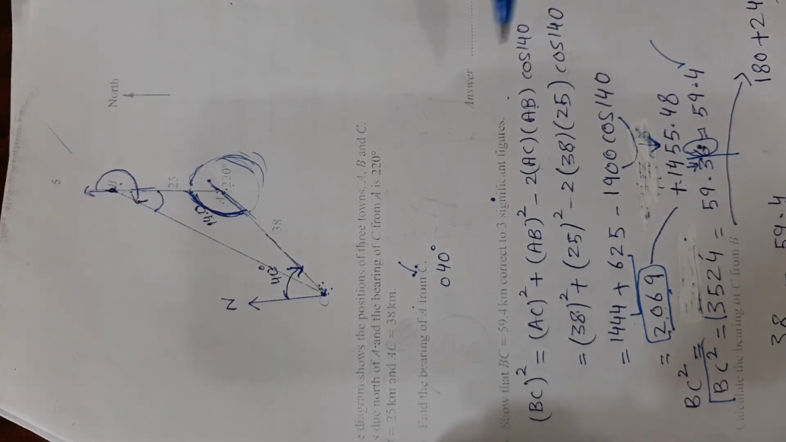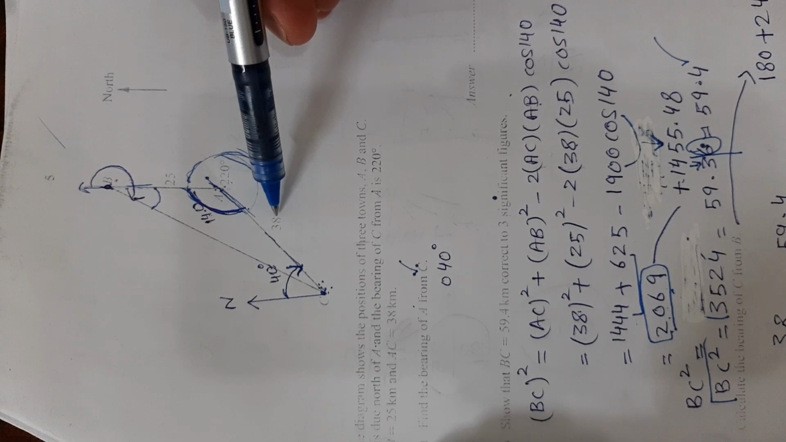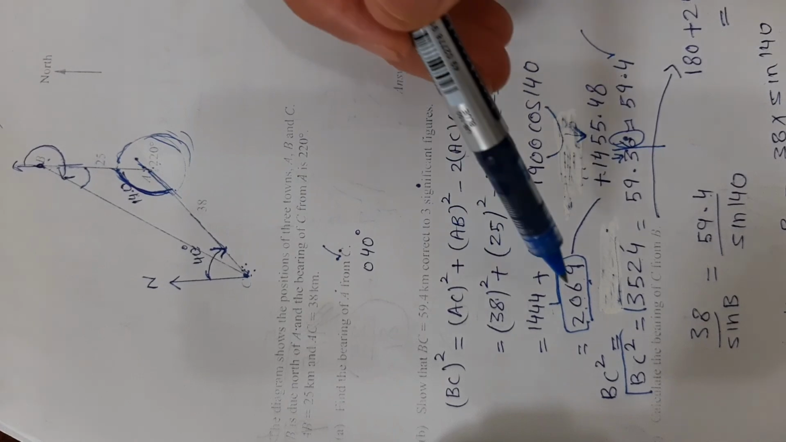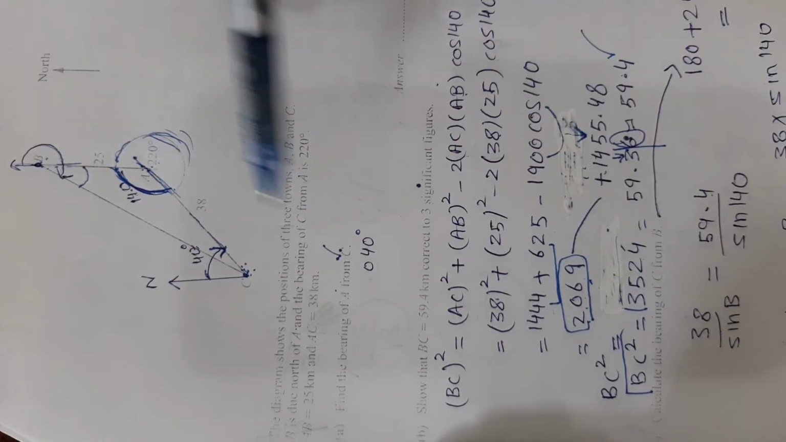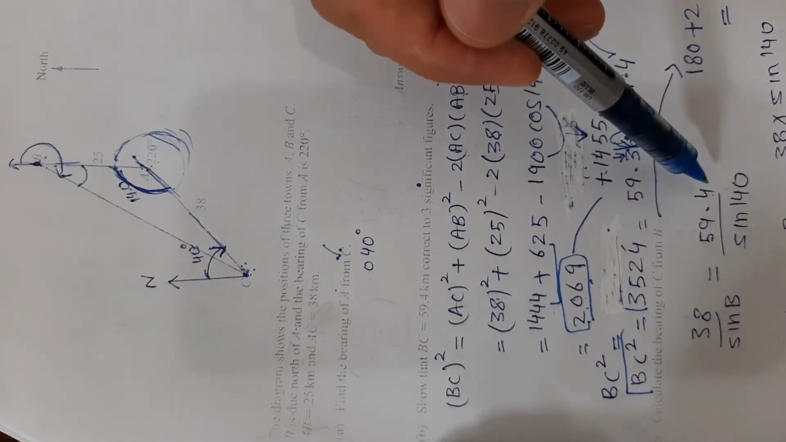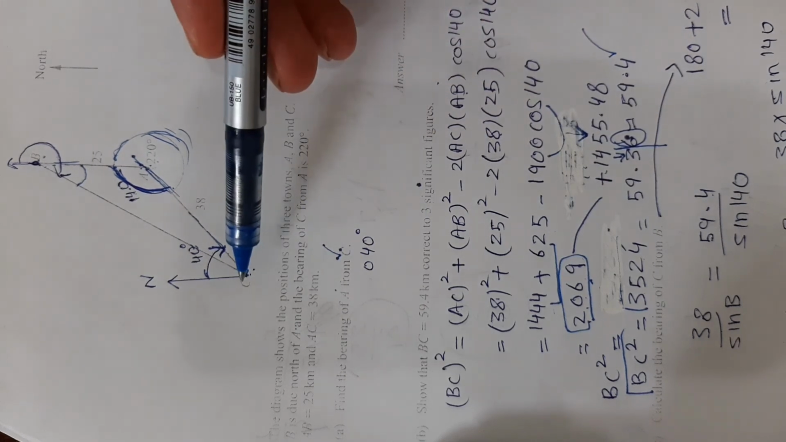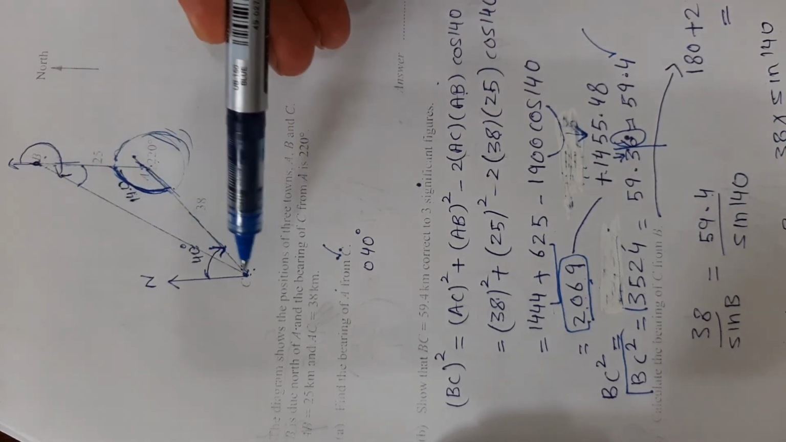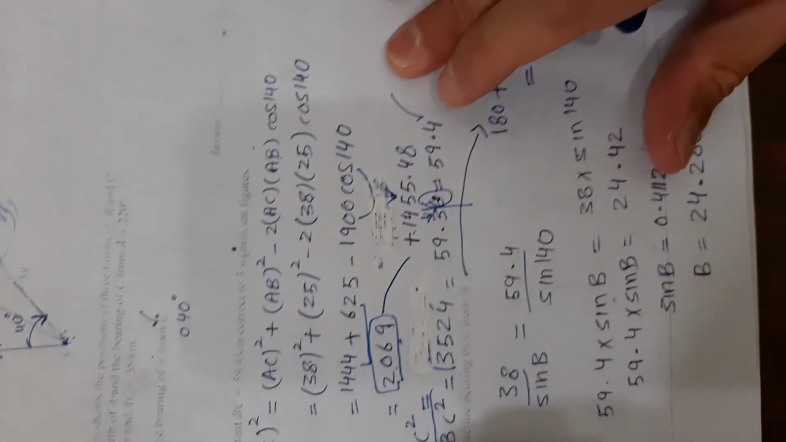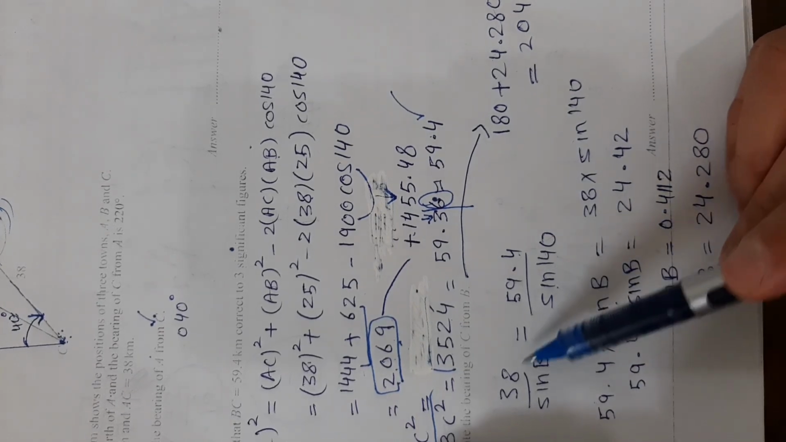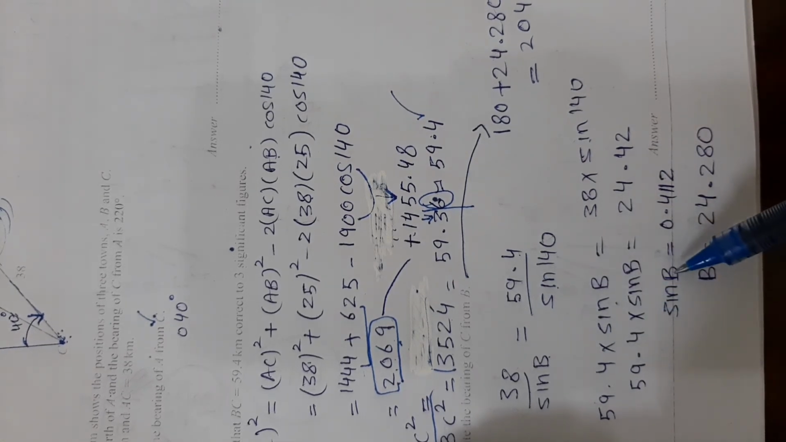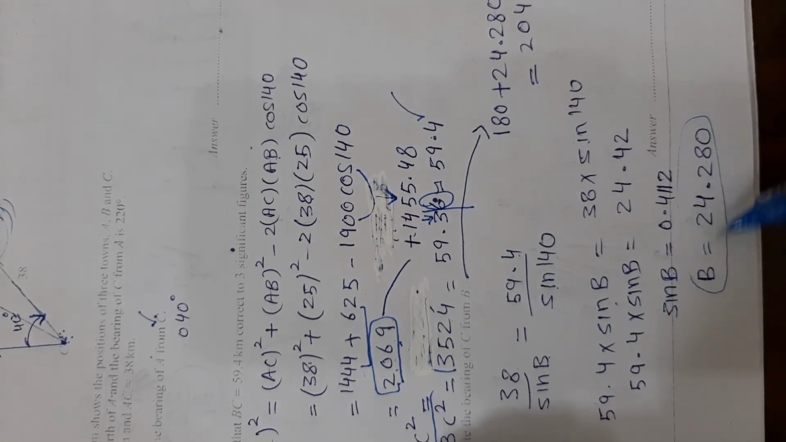Using the law of sine, you can find this one. 38 over sine of angle B is equal to 59.4 over sine 140. This BC is 59.4. So from here you can find angle B. Cross multiply: 38 into sin 40, sin B into 59.4. From here you can find the value of angle B, which is 24.280.